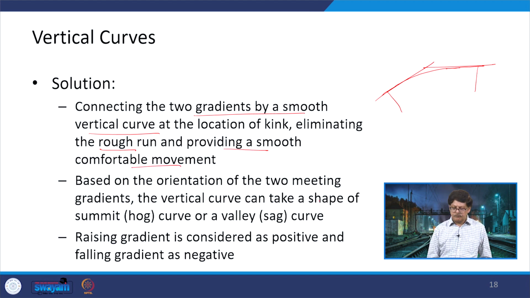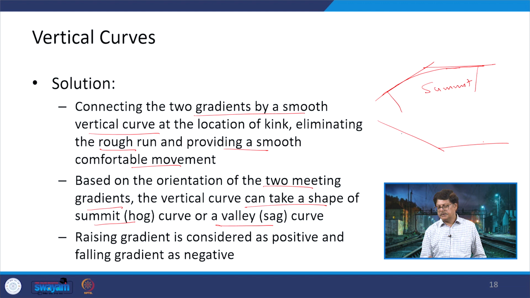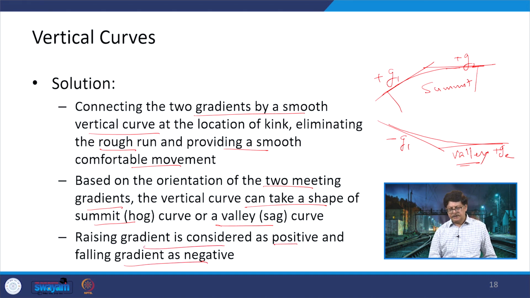Based on the orientation of the two meeting gradients, the vertical curve can take up the shape of a summit or a valley. That depends. When we say summit, it is a hog. So, this is basically a summit curve, whereas the other one which we have drawn previously, if this is the situation, then this is a valley curve. Here again we have G1, G2, this is also G1, G2. If I want to show how it is changing, this is positive and this is also positive; in this case this is negative and this one is positive. A rising gradient is considered positive and a falling gradient is considered negative. I have already shown that in the diagram.